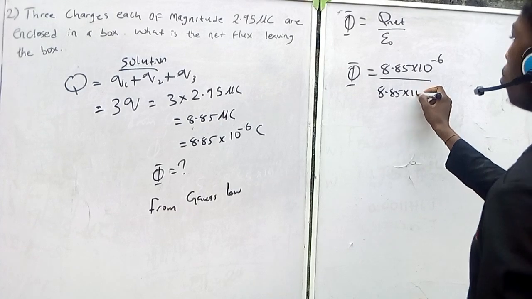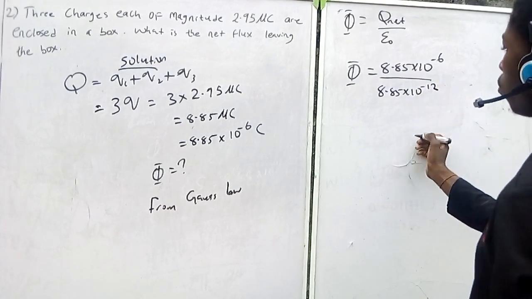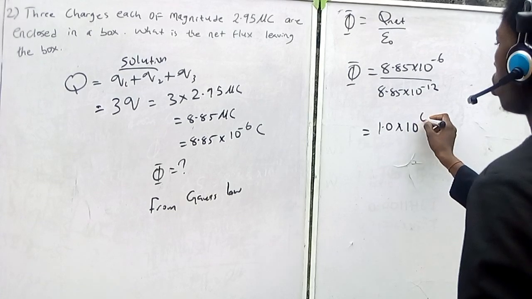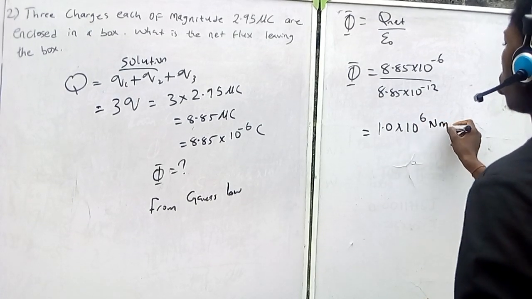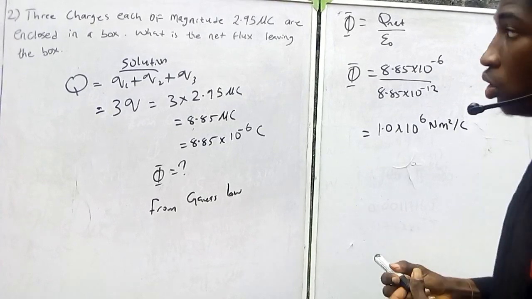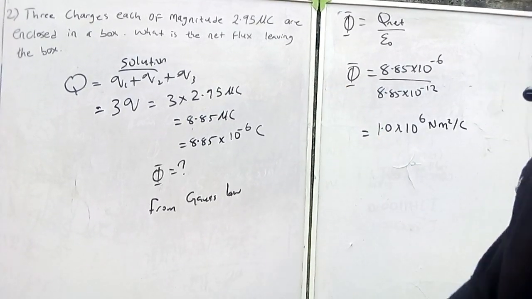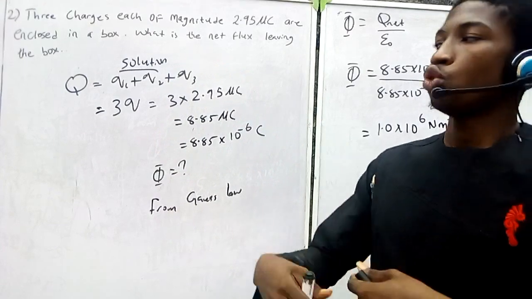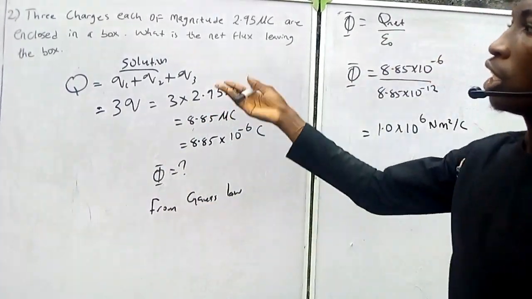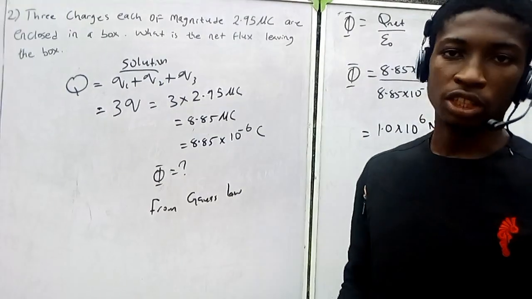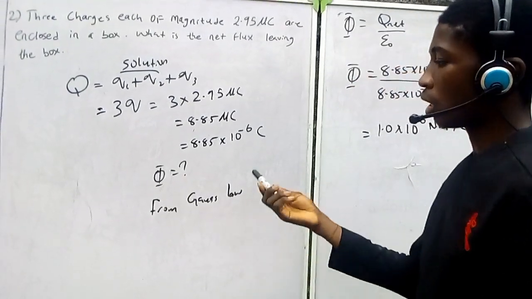8.85 times 10 to the power what? -12, and that will be 1.0 times 10 to the power what? 6 Newton meter square per coulomb. Alright, so this is very simple. So we have 3 charges. If those charges are unequal, separate charges, you sum all of them together. But since they are equal, it will be 3 times the charge that is there. Alright, so this is how to solve this calculation.